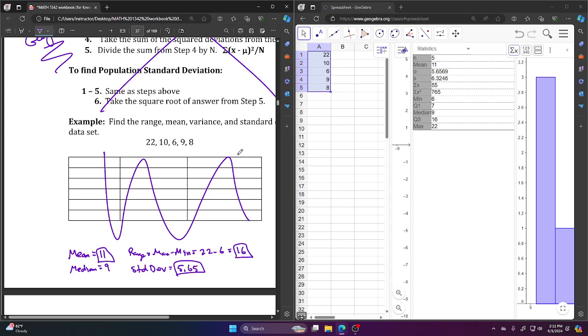That's why we don't care. It's just so meaningless to us. I'm sorry, it's not meaningless. It's so meaningless that GeoGebra just does not care to tell you. But we can find it. We have to find it. It's going to be on the homework. Occasionally we'll have to find it.